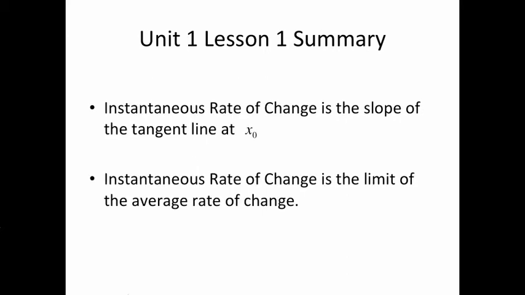We also saw that instantaneous rate of change is the slope of the tangent line at x naught, and that the instantaneous rate of change is the limit of the average rate of change. In other words, if we got that second point closer and closer to x naught, we would get a better and better estimate. However, we couldn't put the second point on x naught because then we would have a dividing by zero situation. The top and the bottom would be 0 over 0.